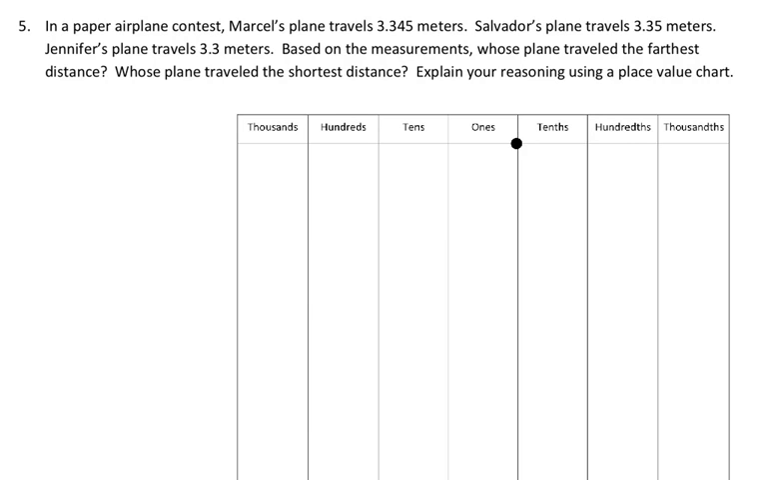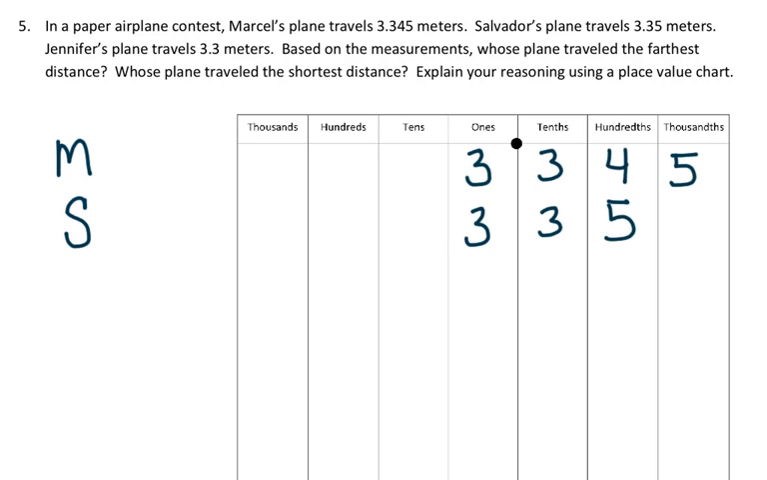Okay, so I'm going to start with Marcel, and I'm just going to mark it with an M. And I'm going to put the distance his plane traveled on the place value chart. So I have a 3 and 345 thousandths. Okay. And I have Salvador's plane, and I'm going to just mark that with an S. And this is 3 and 35 hundredths. And I have Jennifer's plane, which is 3 and 3/10ths.